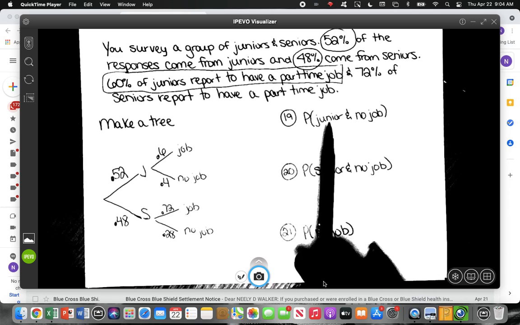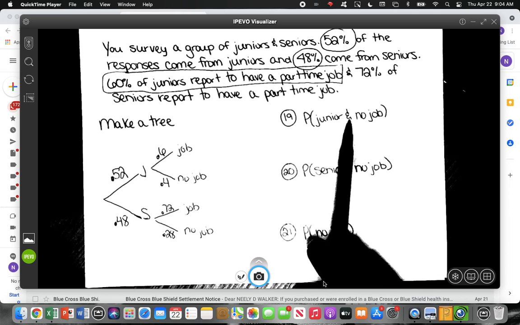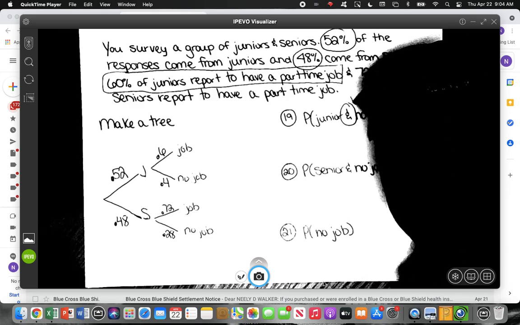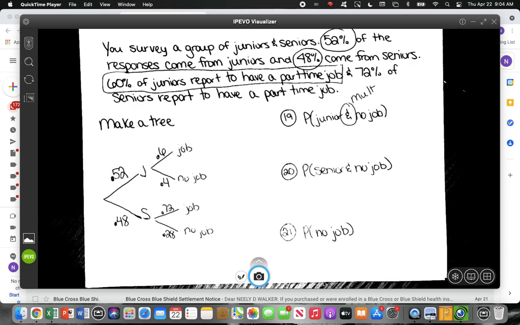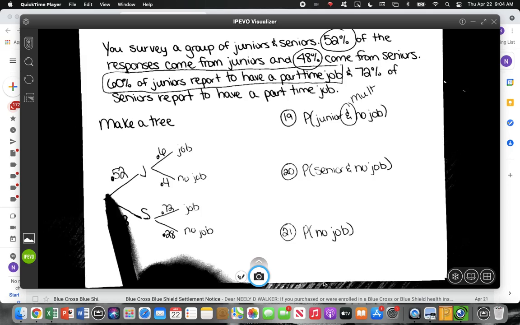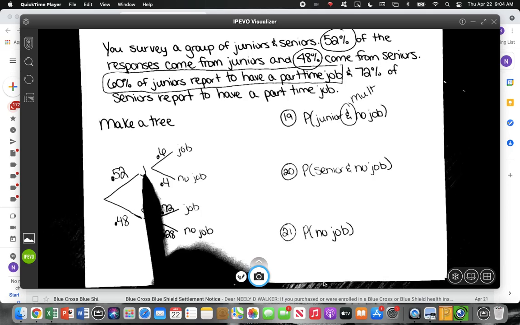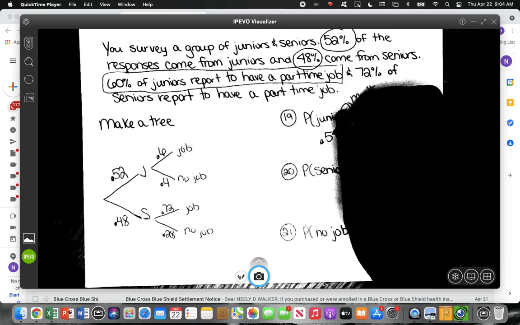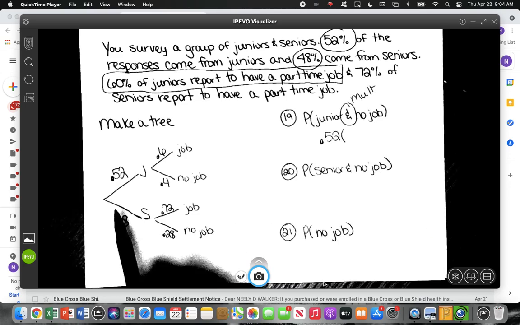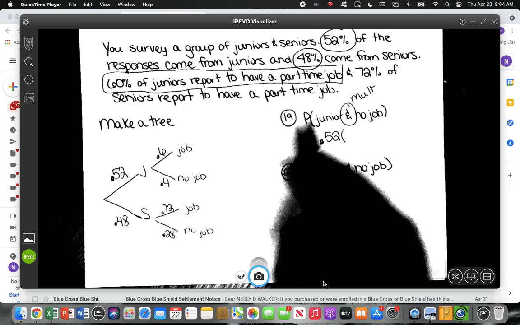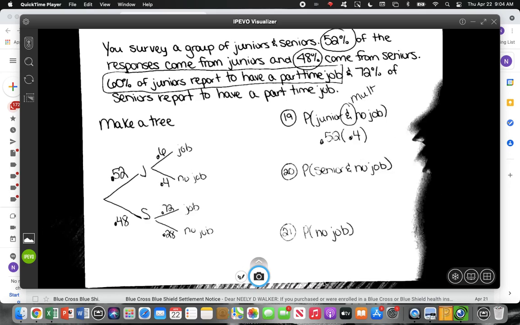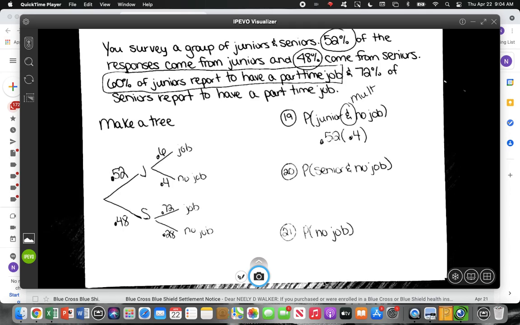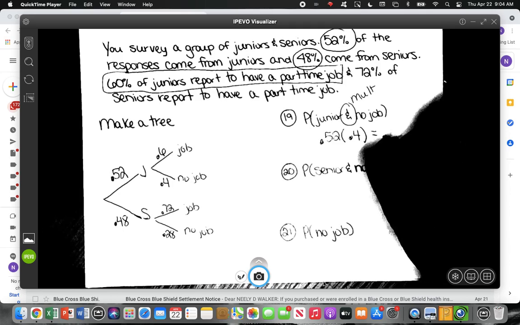So when it says junior and no job, and is whenever you multiply. So what's my probability of being a junior? 0.52, and then what am I going to multiply that by? No job. 0.4. 0.52 times 0.4 gives me 0.208.